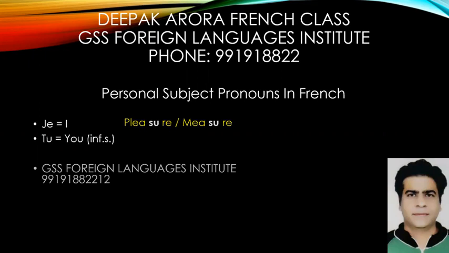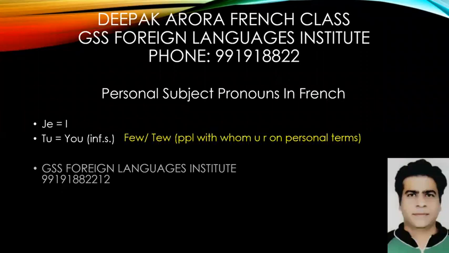Next you have tu. It stands for you in informal singular, which means that if we are talking to one person and that one person we are on personal terms with, then the personal subject pronoun we'll use is tu. And you can pronounce it like few, remove F and say tu. Put T in place of F and say tu.